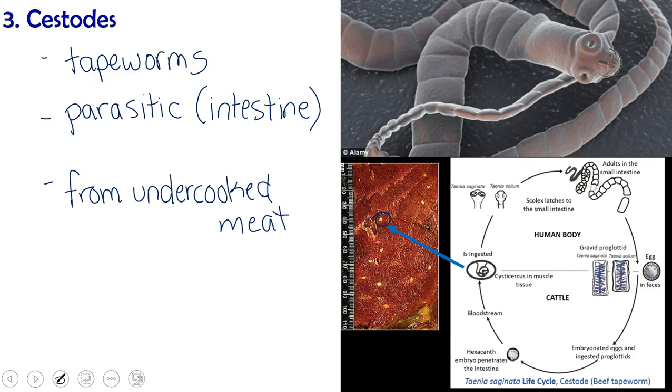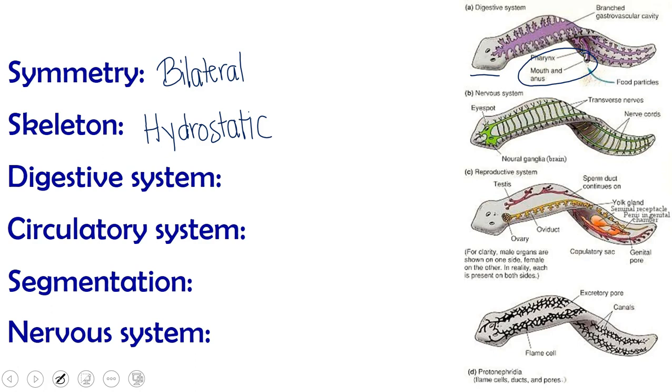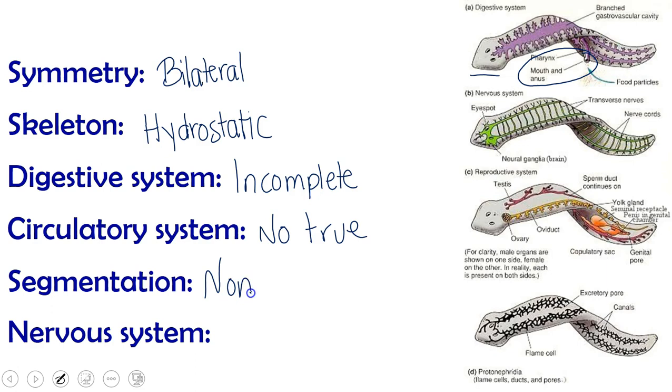So for our flatworms, our symmetry is bilateral. And like we saw in that video, they have a wonderful hydrostatic skeleton. Now, their digestive system is tricky because even though they're cephalized and have a head, you'll notice that they actually only have one opening for their digestive system, and it's in the middle of their body. So they have an incomplete digestive system. Okay. They don't have a true circulatory system. They're not segmented. And for their nervous system, they've got a neural ganglia, which is a simple brain, and lateral nerve cords, which means the nerve cords that run down their sides.